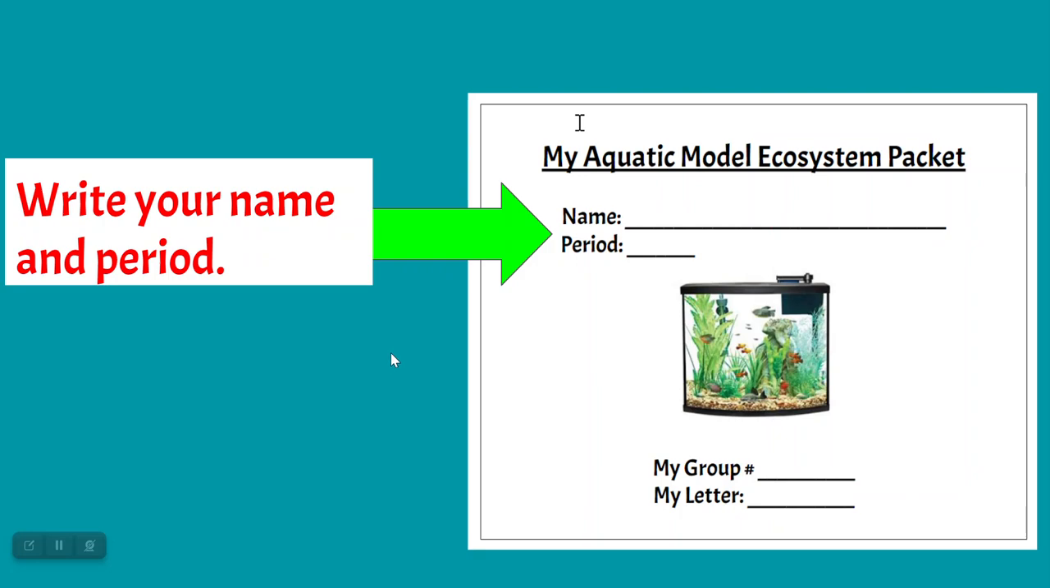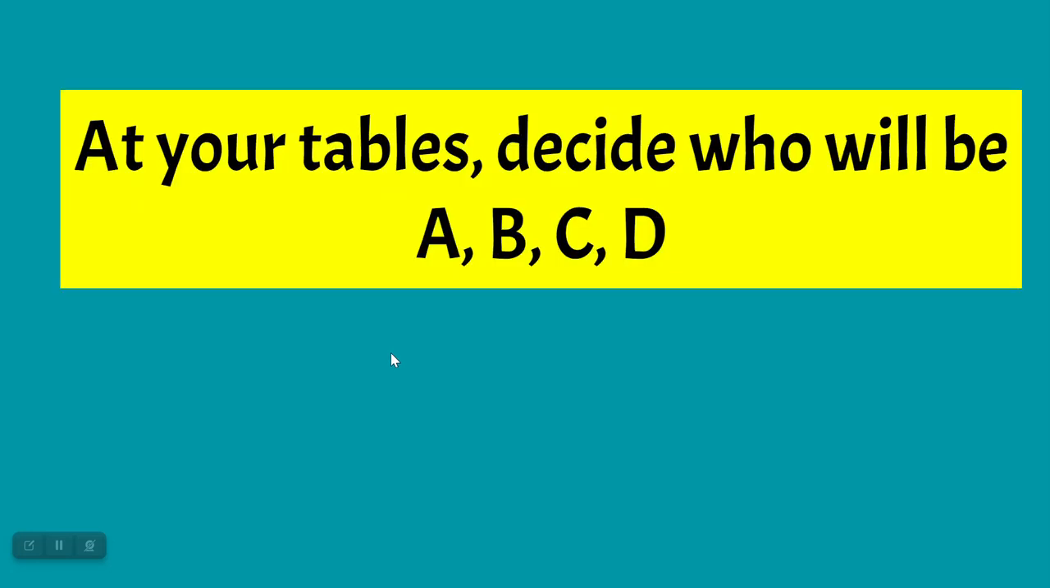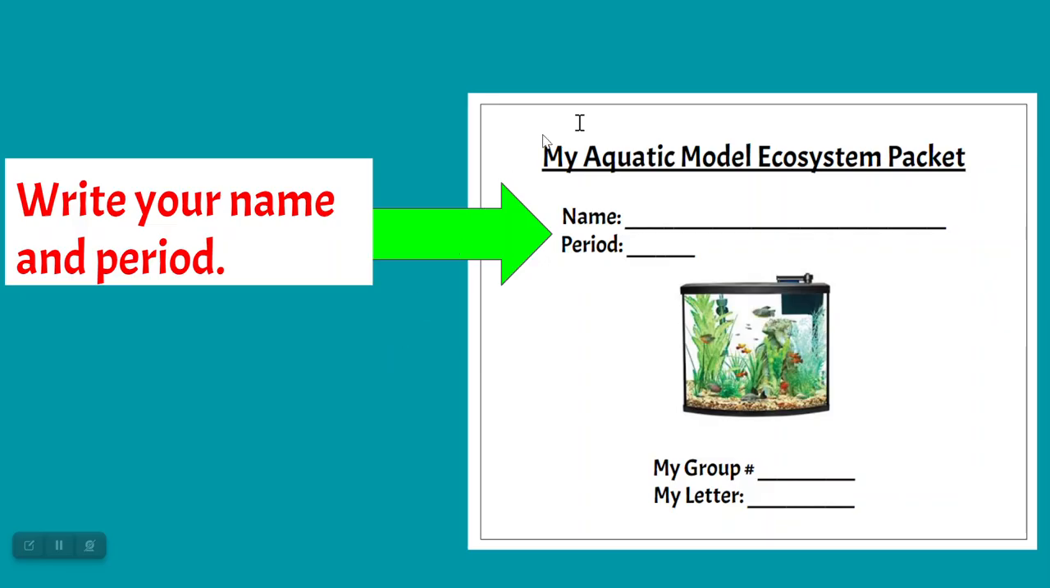This is something that you need to keep track of. We'll talk about letters in a moment. Sorry. So it is 3-hole punched. It lives in your binder. Don't lose it because you're going to turn it in at the end of the whole unit.